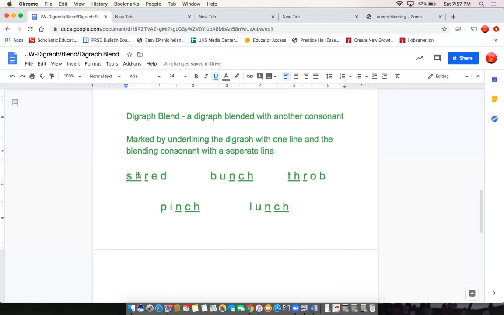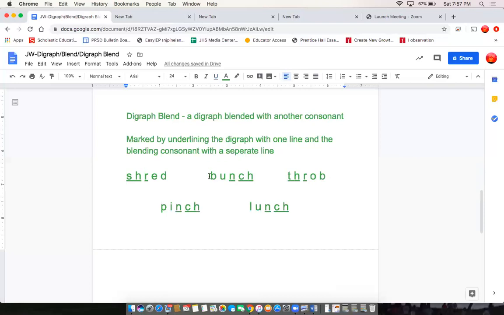The sh makes a sh sound, it's a digraph, so that gets underlined together, the s and the h. But when we're saying the word, we hear sh, r, ed. So we still hear the r separately. That's what makes it a digraph blend. We have the sh digraph, but we hear another consonant, the r, blending in. So the r would in fact have its own underline.